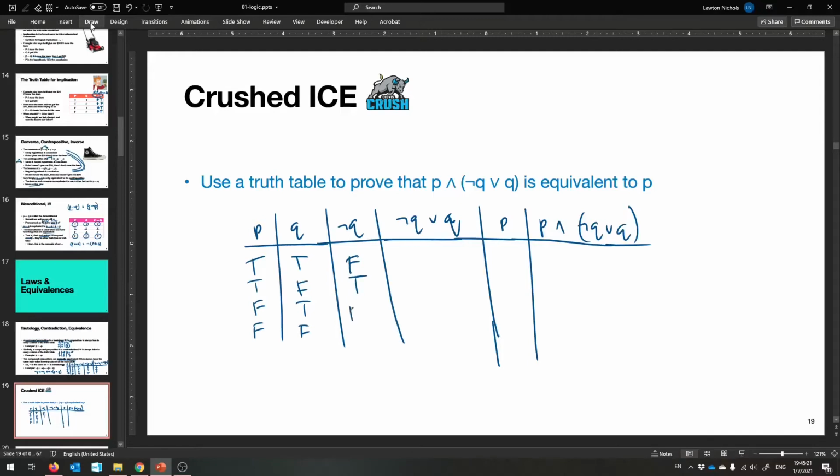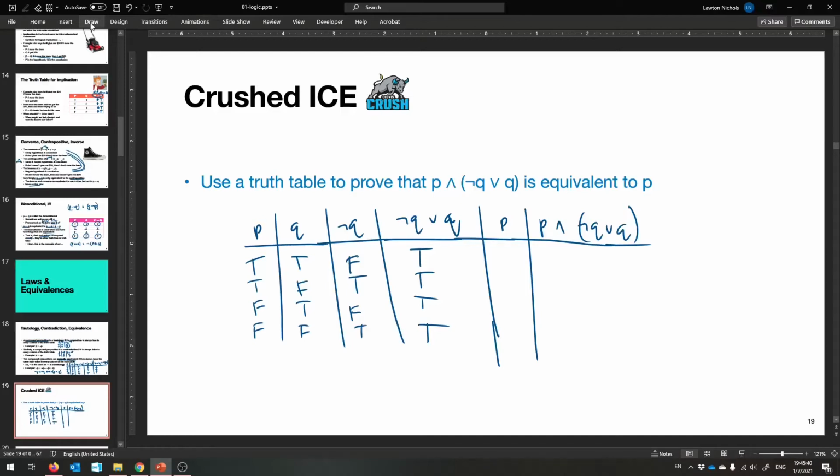False, true, false, true. So, to get not Q or Q, we look at both of these columns and see if any of them are true. If so, it's true. So yes, we got a true, we got a true, we got a true. Hey now, we got true. I like that. That's useful. That's actually the reason why this is equivalent.